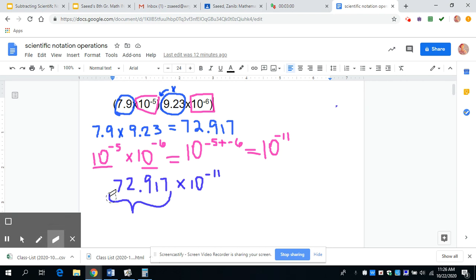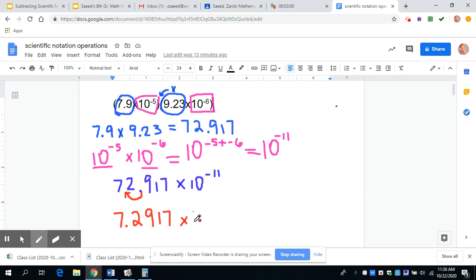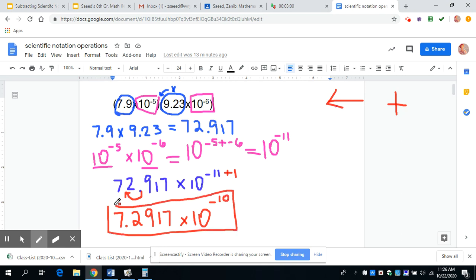So what you need to do is move your decimal over until you get in between numbers 1 and 9. In this instance, the decimal is here. I'm going to move my decimal to the left, which means I have 7.2917 times 10 to the... whenever I move my decimal to the left, that means I am adding to my exponent. So I'm adding a 1 here because I moved this over once. That gives me -11 plus 1, different sign, subtract. Take the sign of the higher number. My answer is -10. Okay? And this is your answer.